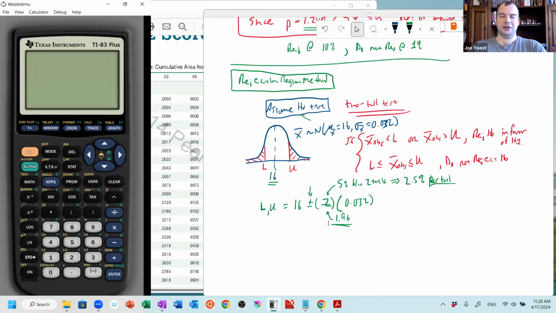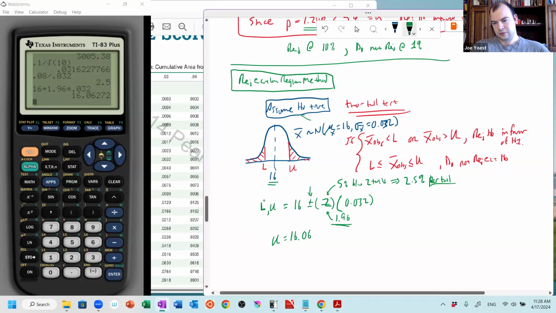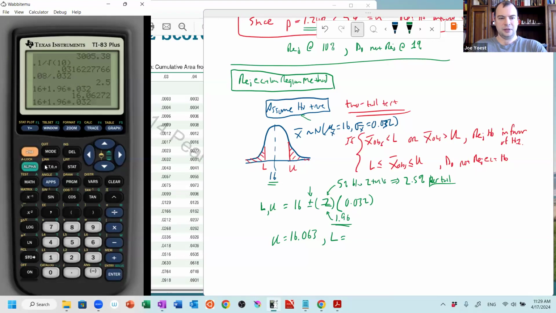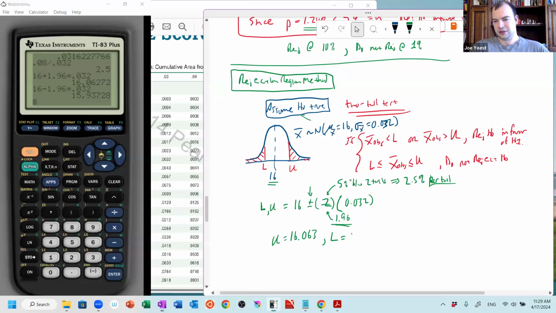Right, this looks exactly like a confidence interval. The only difference is I'm centering this interval at 16 instead of at X bar observed. So 16 plus 1.96 times 0.032 gives me 16.063. And my lower bound, the same thing but with a minus, is 15.94, or 15.937, we'll say.